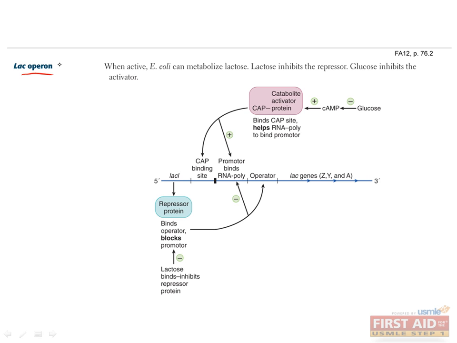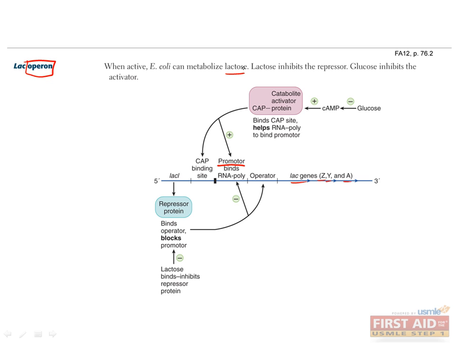The lac operon is a classic example from E. coli that we can use to understand the regulation of gene expression. An operon is a group of genes and the promoter that regulates them in bacteria. In this case, the genes being regulated are LAC-Z, Y, and A, which are all needed to metabolize lactose.